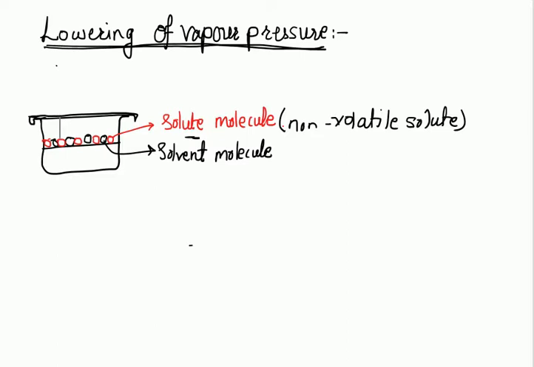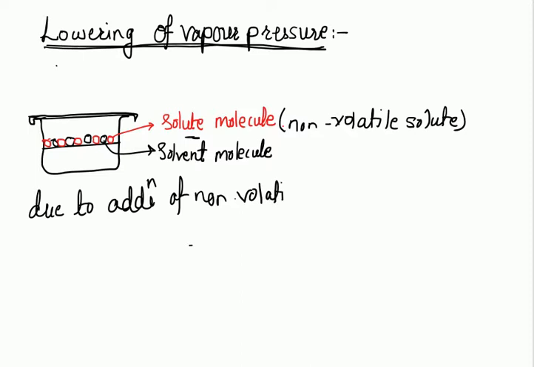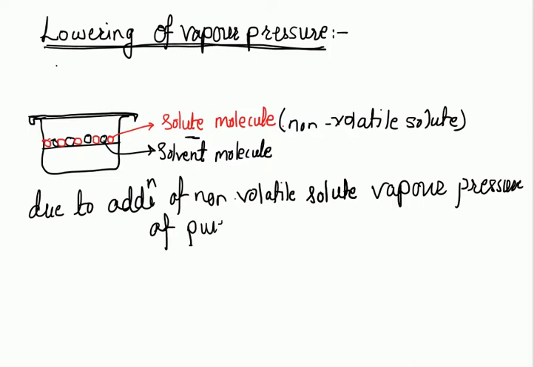And due to this, due to addition of the non-volatile solute, the vapor pressure of the liquid decreases. We can write here, due to addition of non-volatile solute, vapor pressure of solvent decreases. Vapor pressure of solvent decreases.